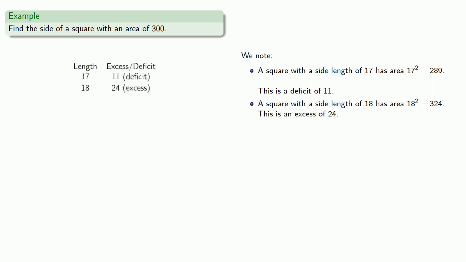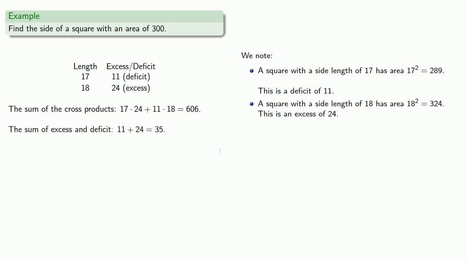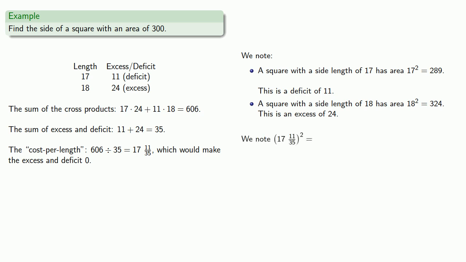So again, we have our excess and deficit. We find the sum of the cross products. We find the sum of the excess and deficit. And again, that cost per length is going to make the excess and deficit 0. And to check our answer, we know that 17 11/35 squared is 299 961/1225. And that gives us a very good approximation to the side of the square with area 300.